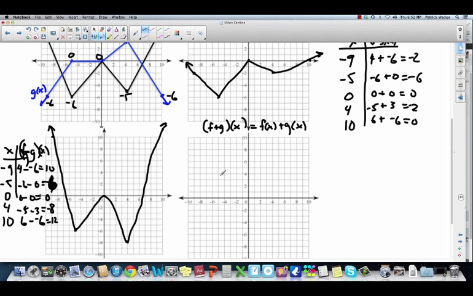And as for this one, I was going to graph f plus 2g of x, but you know what? I think I've had enough. If you want, I'll do 1 point. I'm not doing all of them.